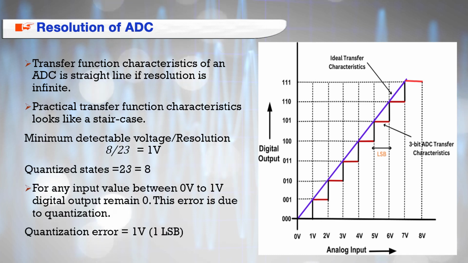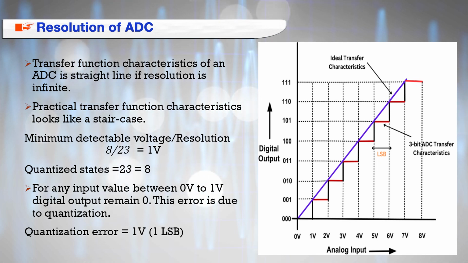For 3-bit ADC, there is total 8 states after quantization, which we can see on the vertical axis. Minimum detectable voltage or resolution is equal to 8 by 2 to the power 3 for a 3-bit ADC, which is equal to 1 volt, and which is also equal to LSB. This you can see in the characteristic that 1 LSB is equal to 1 volt. Now if the sample input value is changed from 1 volt to 1.5 volt, the digital output will remain same, that is 001. This error is due to quantization. This also you can observe in the diagram.